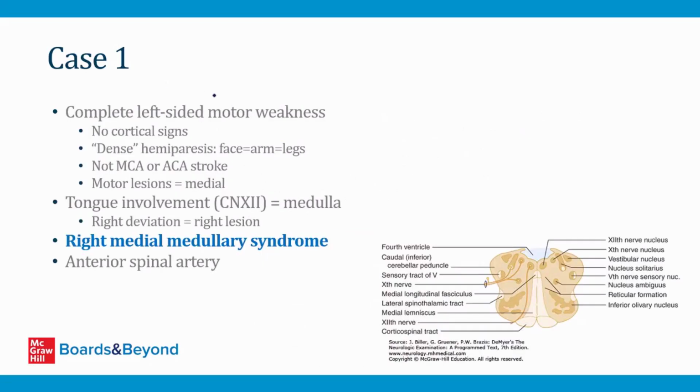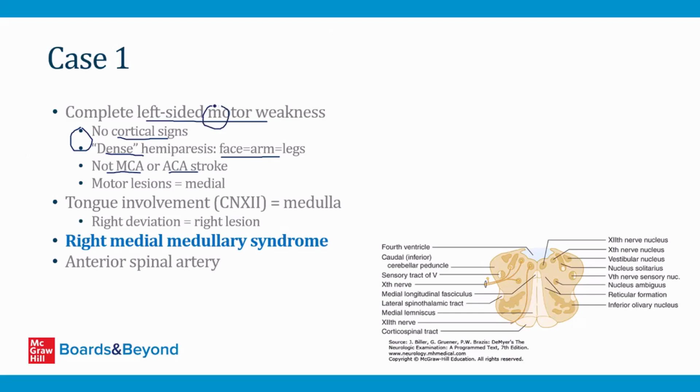So in this slide, I've broken that case down into the elements you need to identify to apply the rule of fours. So first of all, the patient has complete left-sided motor weakness. Importantly, he has no cortical signs like aphasia or spatial neglect, so you know that this stroke is not in the cortex. He also has dense hemiparesis. His face, arms, and legs are all affected equally. They don't describe any differential effects that are greater in one region than the other. That's dense hemiparesis, and that's also what you see in brainstem strokes. That's not what you see in cortical strokes. So because of these two things, right away when I read that case, I know this is not an MCA or ACA stroke.